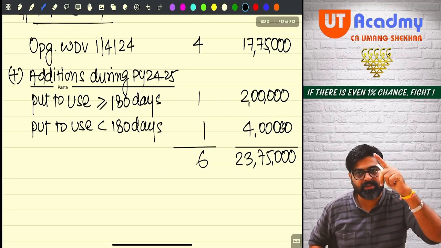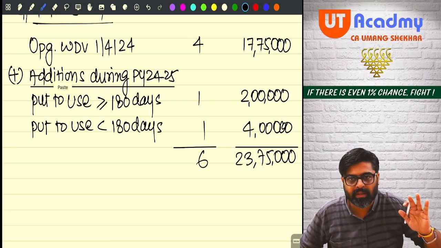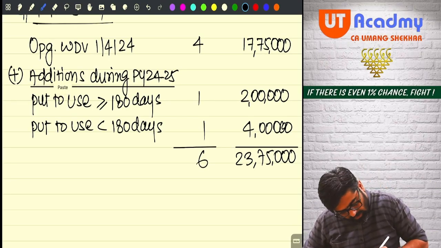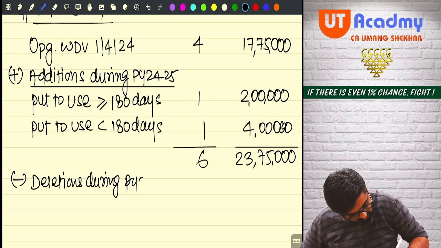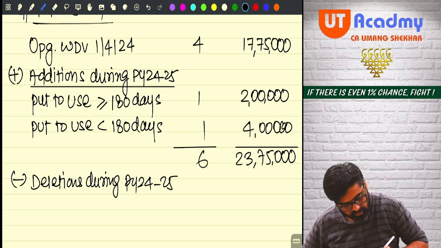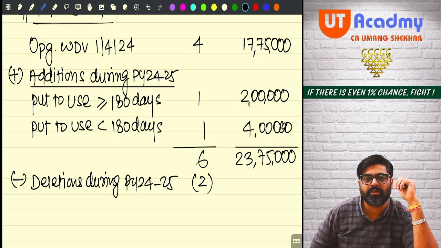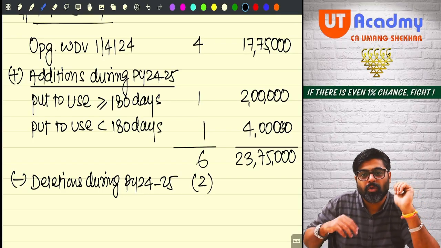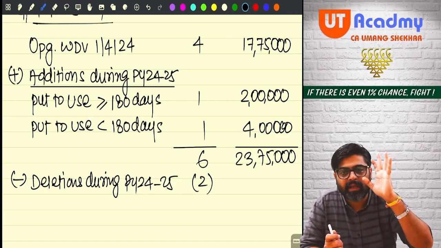So 2 plant and machineries of the block went away. For example, I sold them. So sold them means coming in the block or going out of the block? Going out. So I will write down less deletions during previous year 24-25. So how many deletions? 2. Now tell me, by selling the 2 machines, will you get some money? Will you get some selling price? Don't you think that the amount which is coming to you, for example, was 10 lakh rupees.